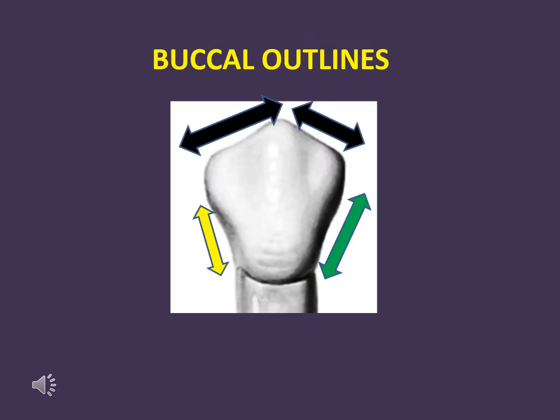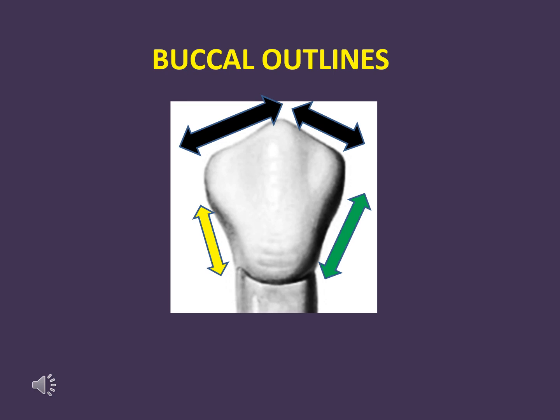Now we'll see the outlines of buccal aspect. So outline includes the mesial outline, distal outline, occlusal outline, and the cervical line. So the green color arrow indicates the mesial outline, whereas the yellow color arrow indicates the distal outline. The black color arrow represents the occlusal outline.